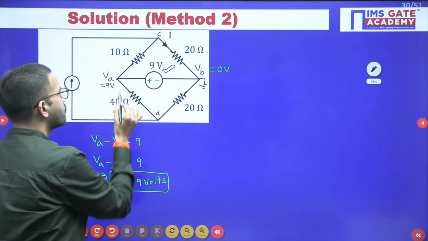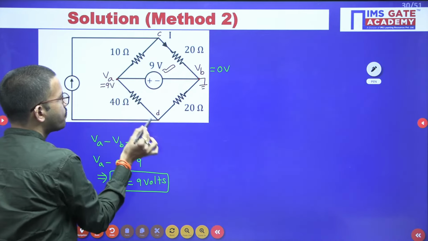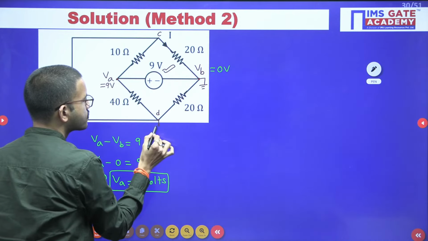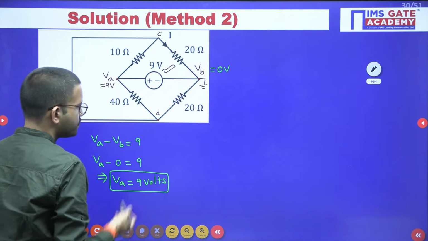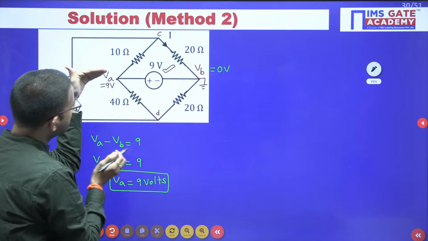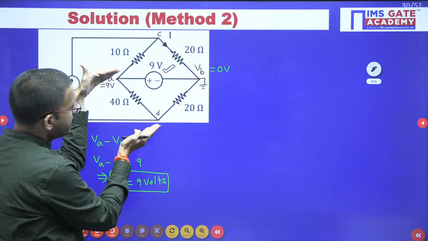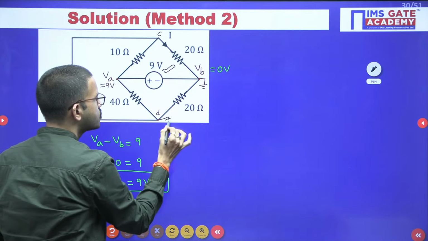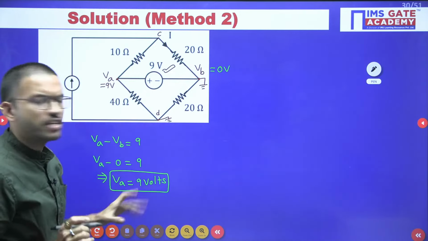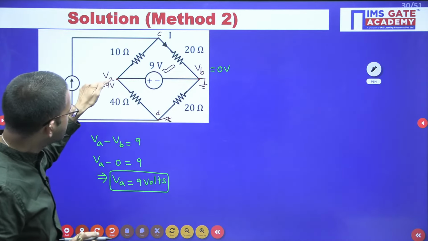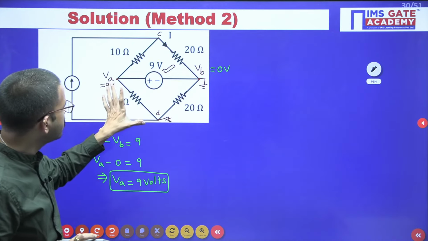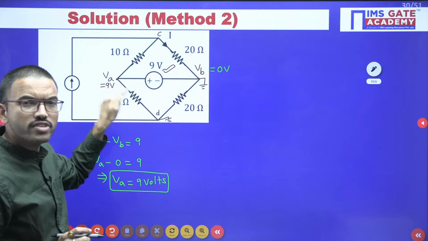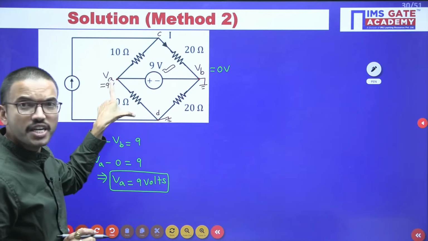Now if you carefully observe this node point, between this node and here you have one resistor, and in general we'll consider this node as ground. If you are considering this as the ground, then the node voltage at this particular node with respect to ground is nothing but VA.